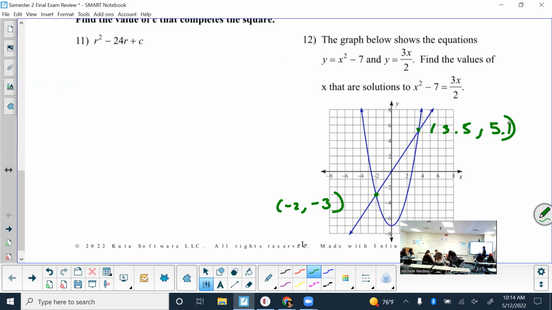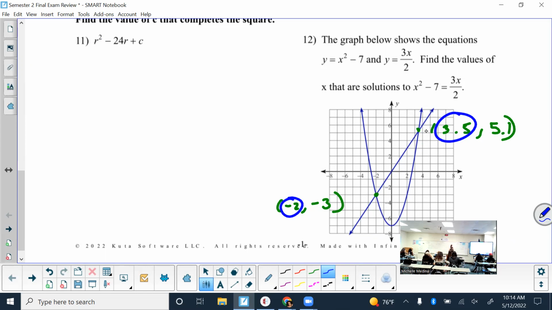So the solutions are where they intersect, but it's asking find the values of x that are solutions to that. So specifically in this case, you're looking for the x's. So it's -2 and +3.5 that are your solutions. If it said, what are the values of y that are solutions to this? Well, then it would be the y's, but it's not. So whenever they're set equal to each other, where they intersect is their solution.